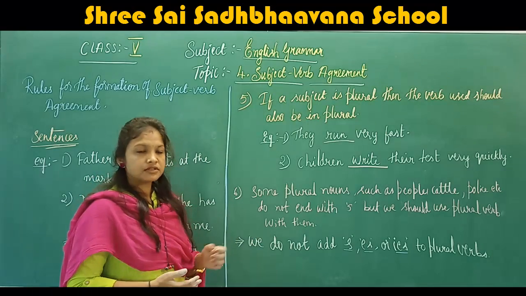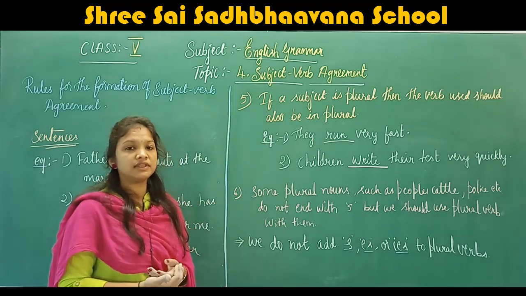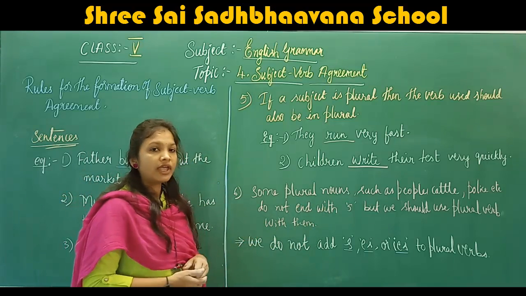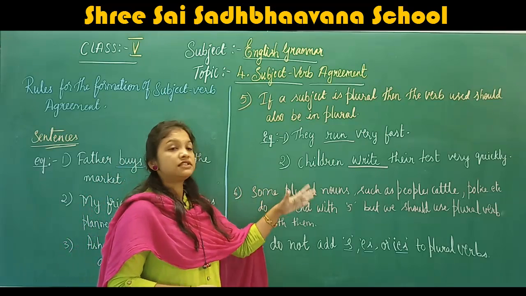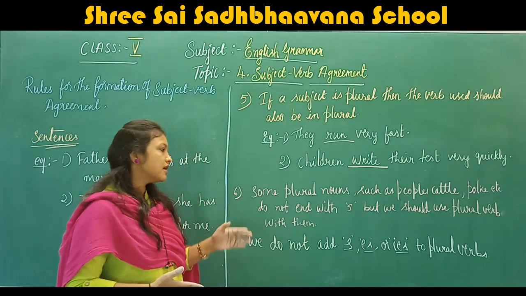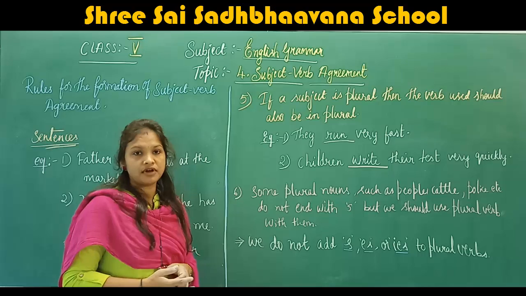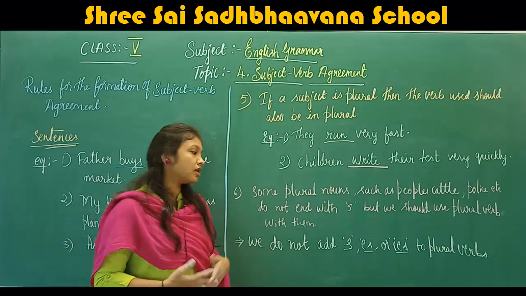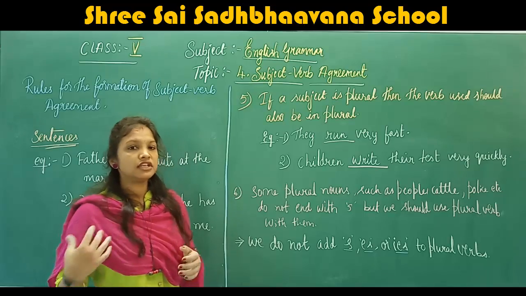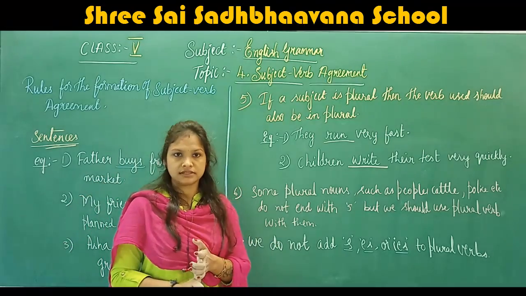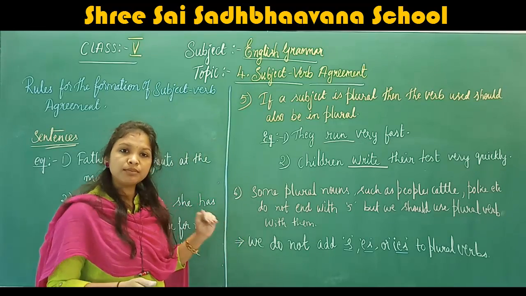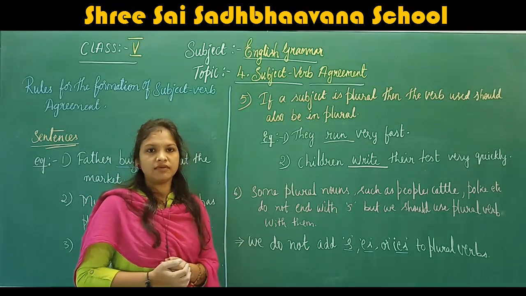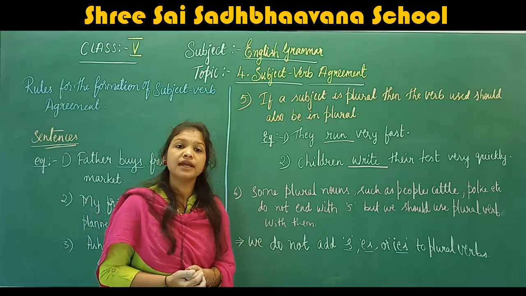These do not end with yes. So here some plural nouns which do not end with yes, we have to use plural verbs with them. So here also we do not add yes, es or ies to plural verbs. In singular verbs, we use yes, es and ies while converting to third person singular. But in plural verbs, we do not use yes, es or ies. Understood, children? Next, we will move on to the next example.